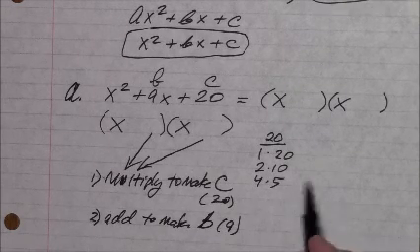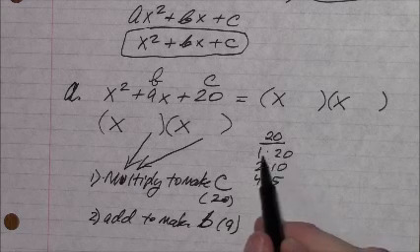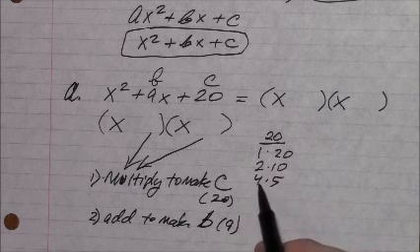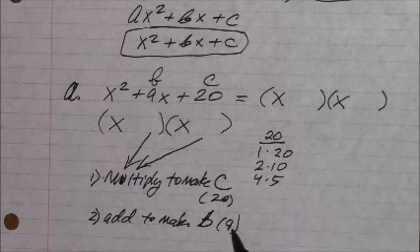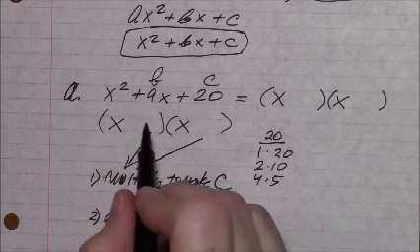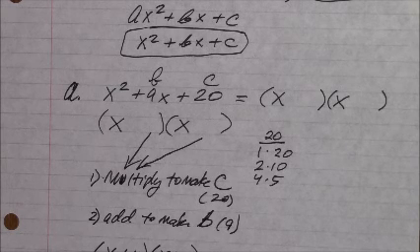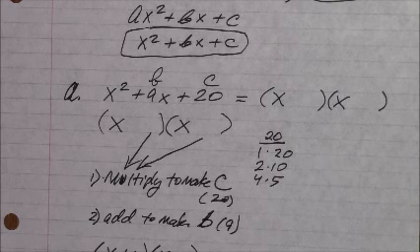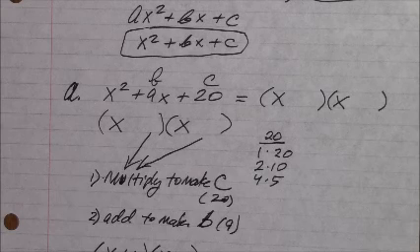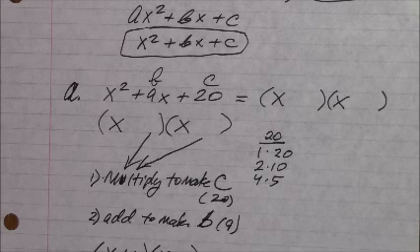Well, when we look now at these three, 1 plus 20 or 2 plus 10 don't work, but 4 plus 5 does add up to be 9. So that means it should be x plus 4 and x plus 5, and it doesn't matter which one's first. I could have done x plus 5 and then x plus 4 because this is multiplying.